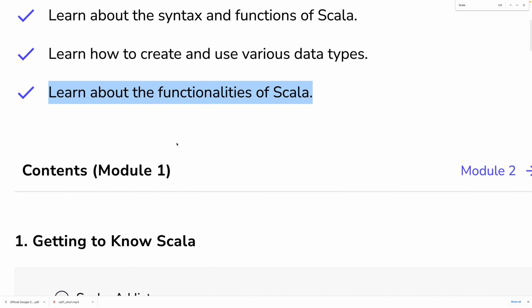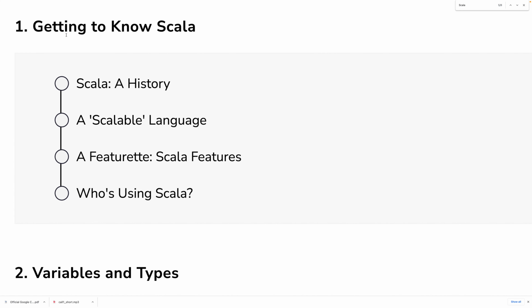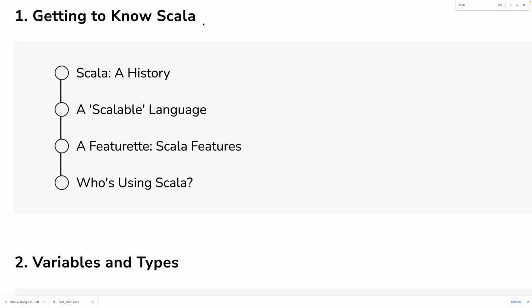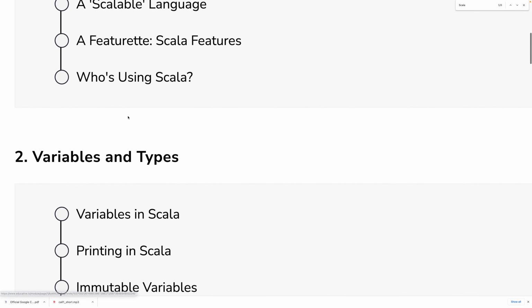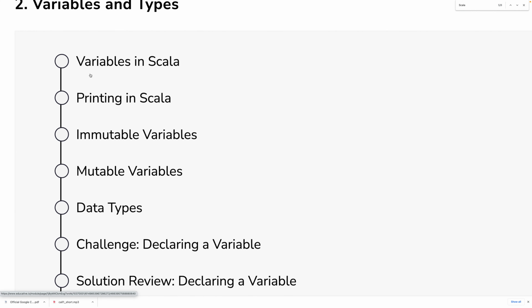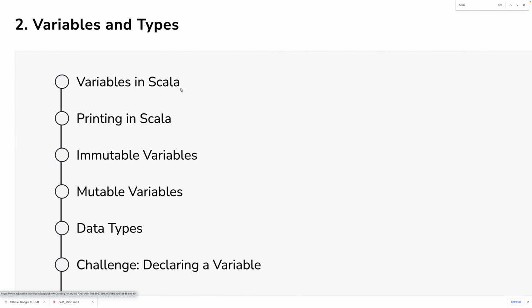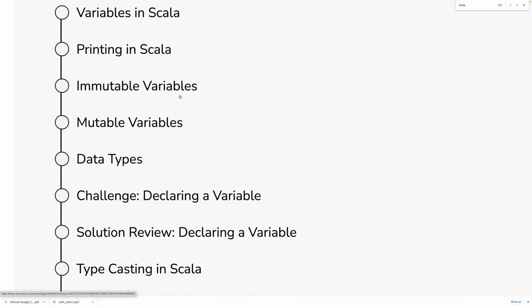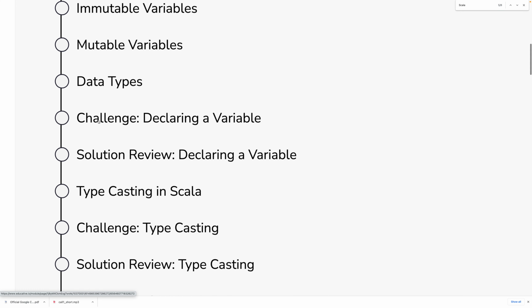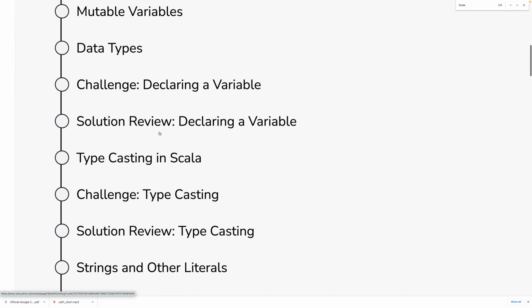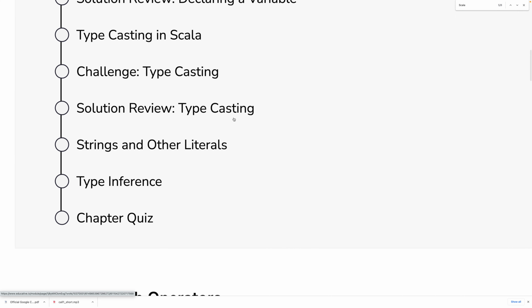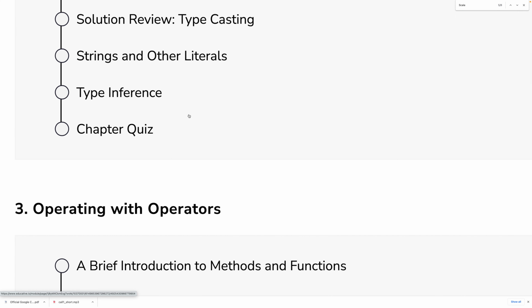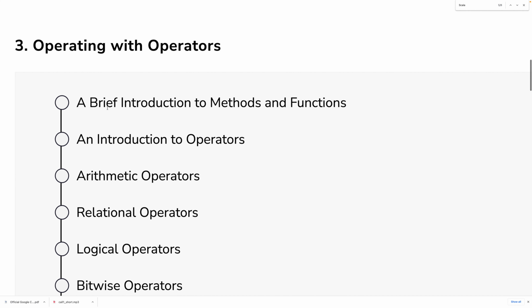The first chapter I'm going to start is getting started: getting to know Scala and its history, scalable language, Scala features, and who is using Scala. The next part is variables in Scala: printing in Scala, immutable variables, mutable variables, data types, challenge declaring a variable, solution review declaring a variable, typecasting in Scala, challenge typecasting, solution review, strings and other literals, type inference, and quiz.